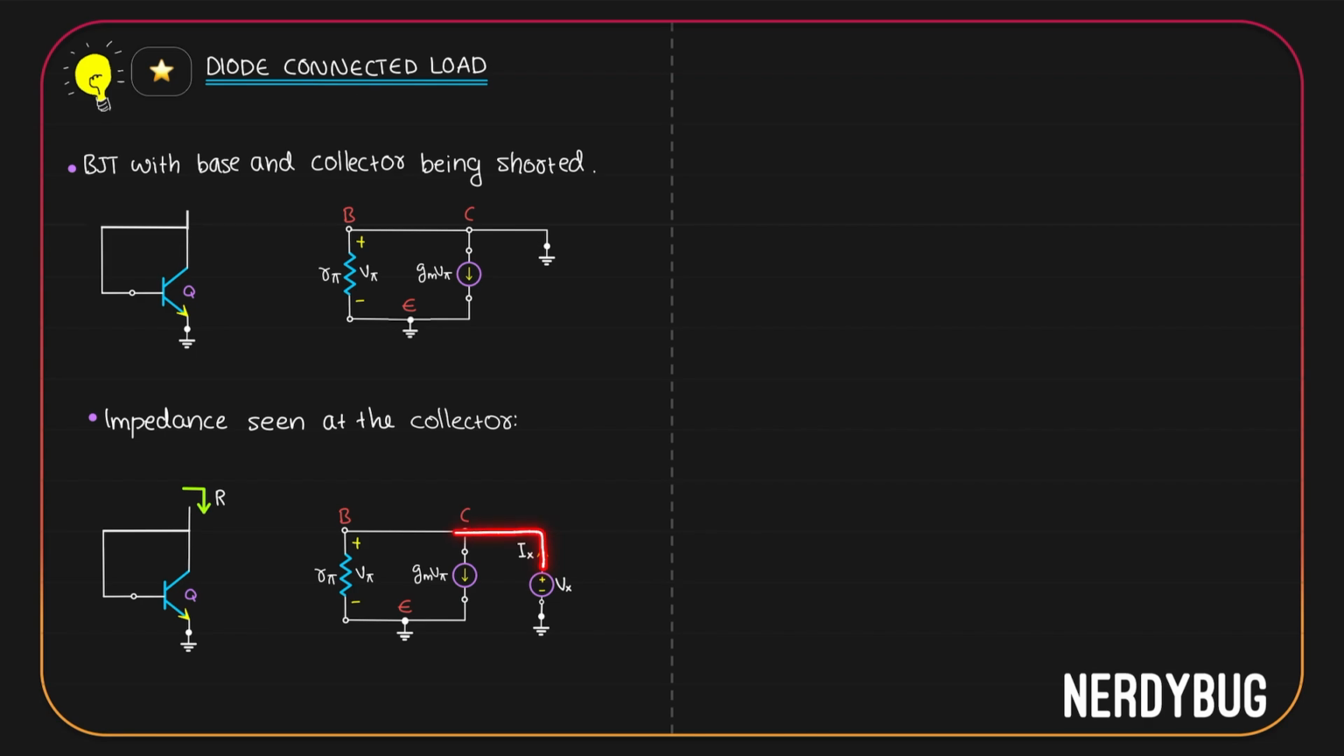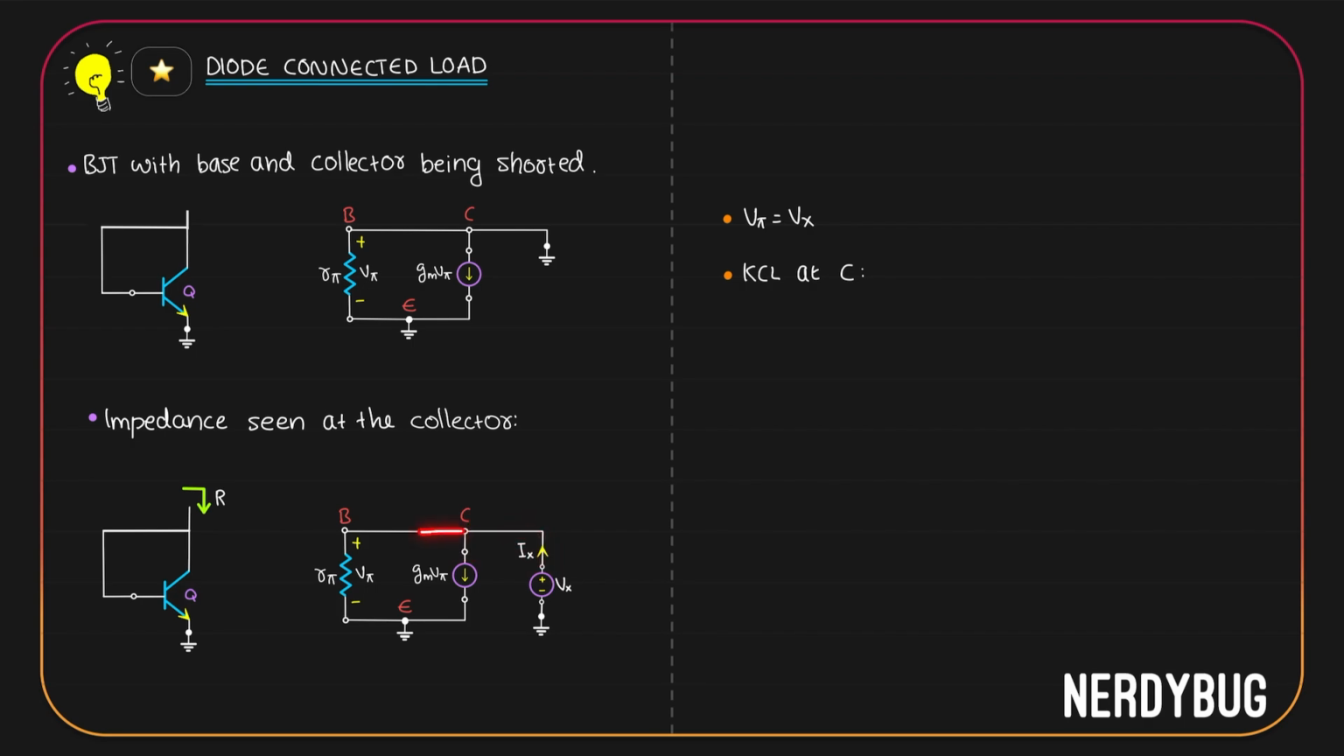Vx is directly connected across Rpi. So Vpi is equal to Vx. Now let us apply Kirchhoff's current law at the collector node. I can see three currents. Ix is flowing into the node. GmVpi is flowing out of the node.